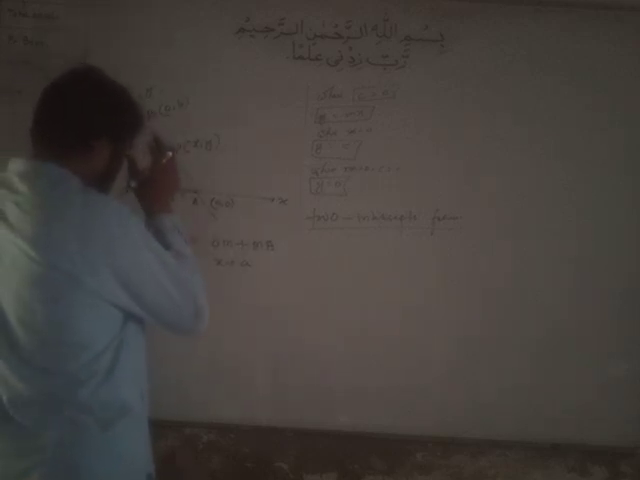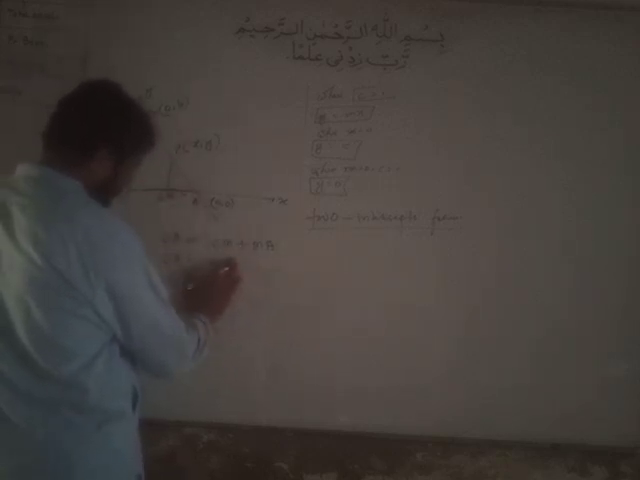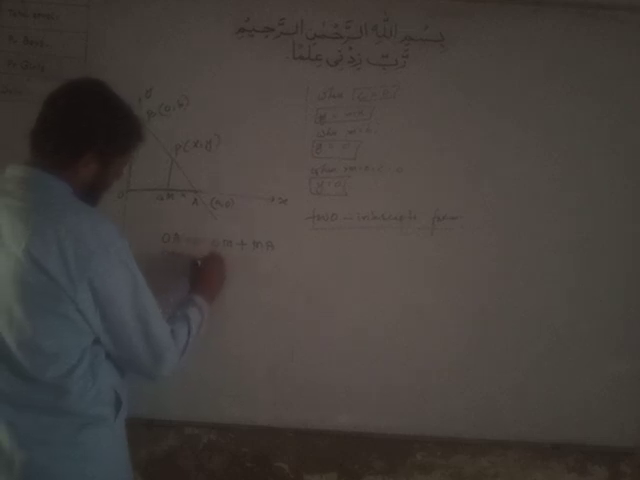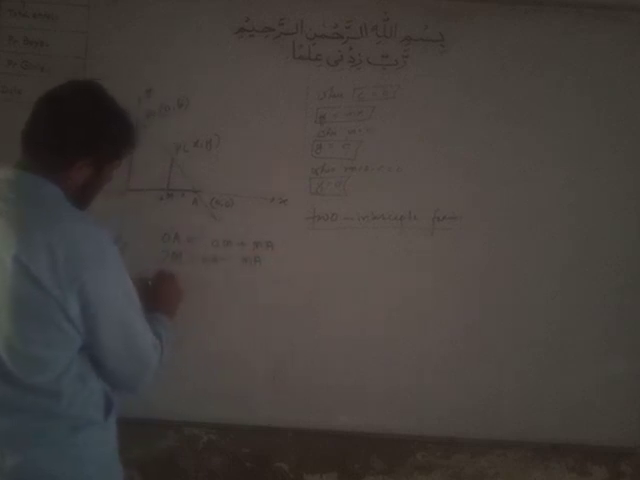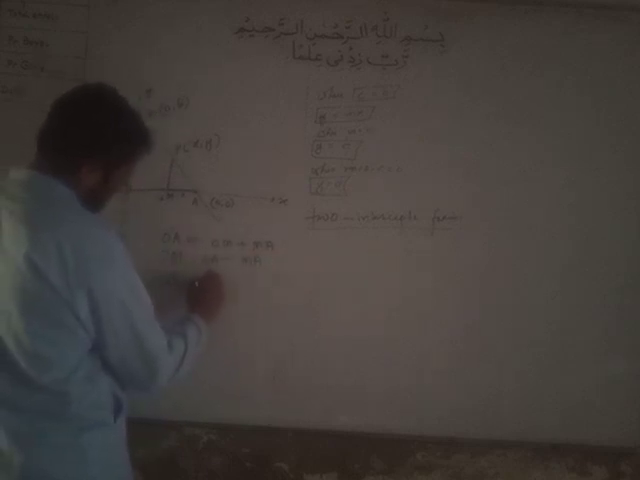Got x plus a. So we can find here OM. OM is equal to OA minus MA. So OM is equal to a minus x. Okay. So now here this line is y.